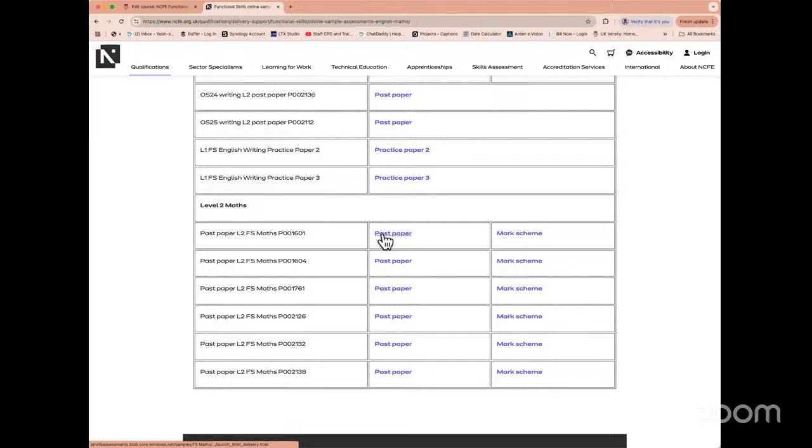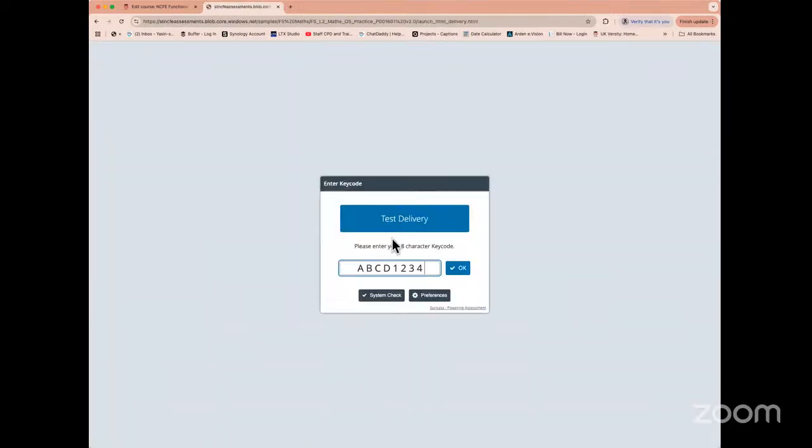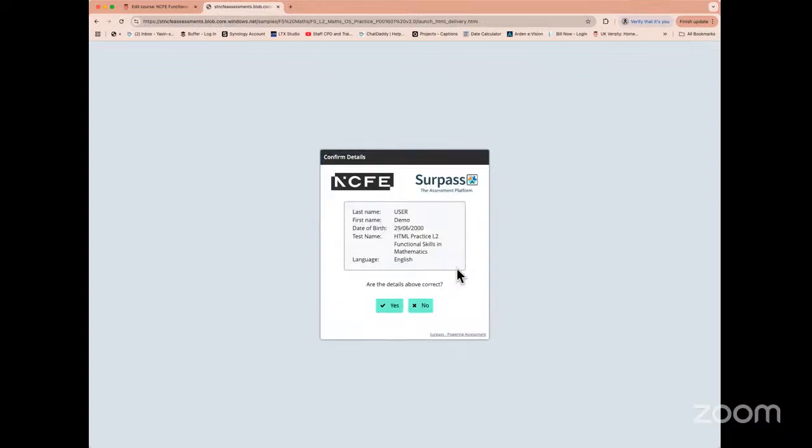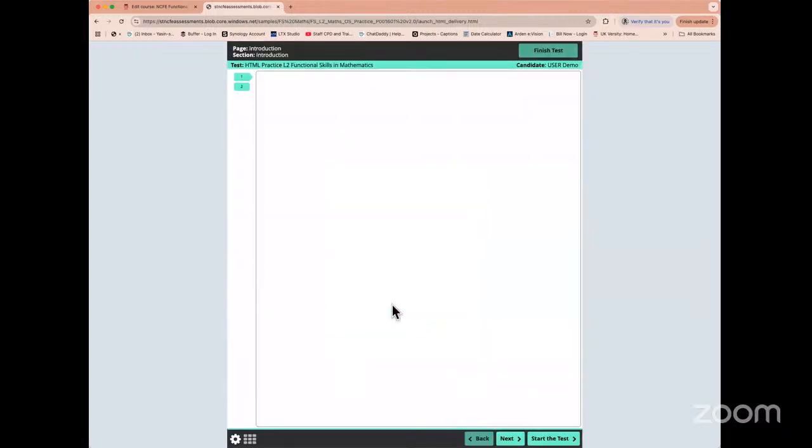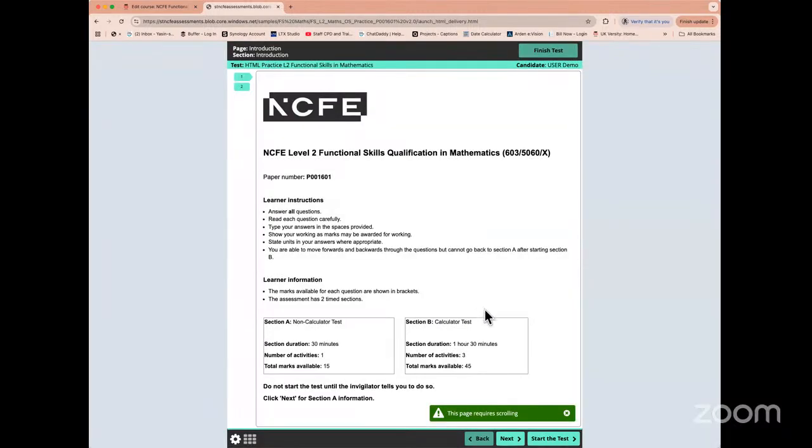If you want to do this, you click on this paper and it will launch the exam on your screen. Now, this won't run on the mobile phone. This won't run on the tablet. It has to be a PC, Mac, or a laptop. So when you click on this, what will happen is you'll be able to run this as a practice test at your end.